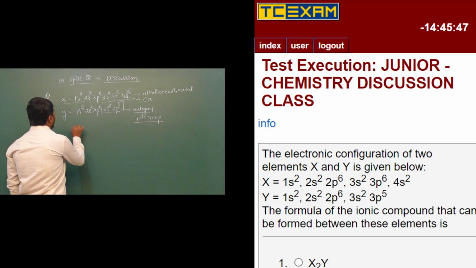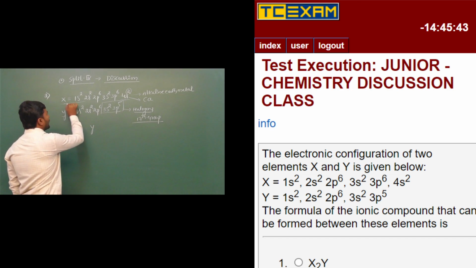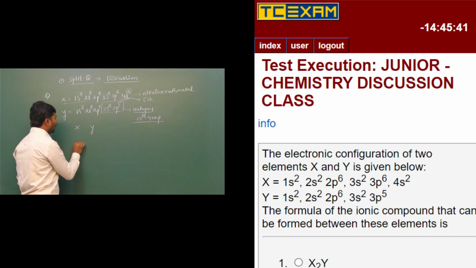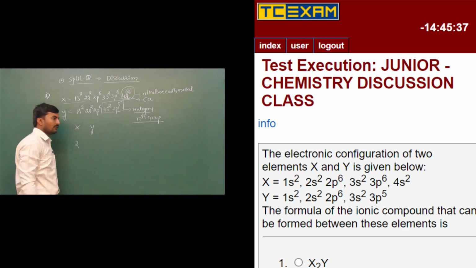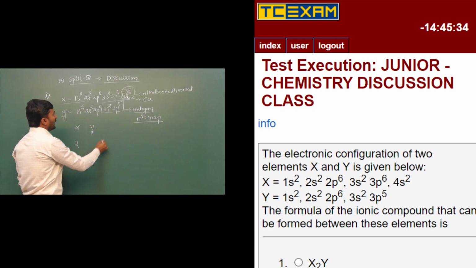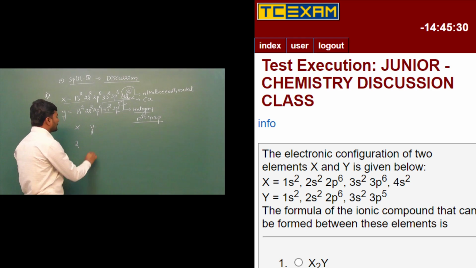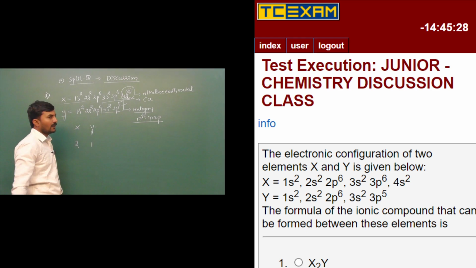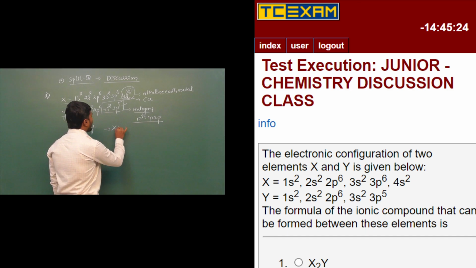So when we compare the valencies of these two elements, the first element has a valency of 2 because it has 2 electrons in its valence shell, followed by the element Y, which requires only 1 electron to get its octet. That is why its valency is 1. So after cross multiplication, we are going to get the formula of the compound as XY2.